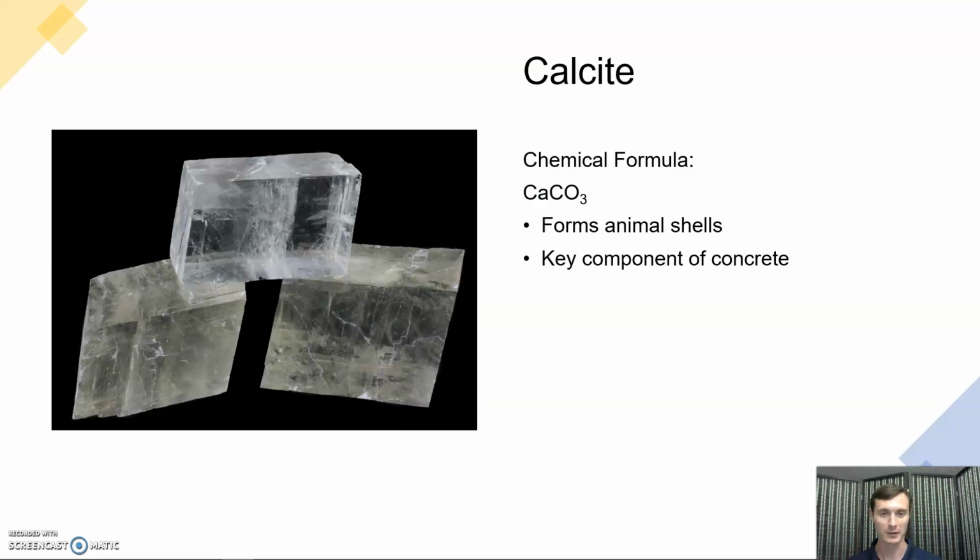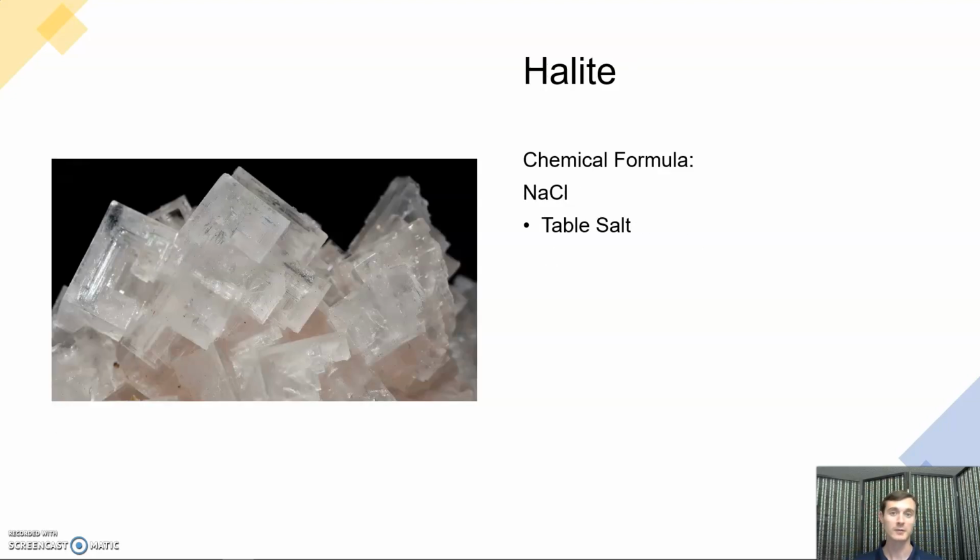Next we have calcite. You take calcium, carbon, oxygen, put them together, and this is what you get. This mineral is one of the key components for a lot of animal shells, especially marine animals and life in the ocean. It's also one of the primary components of concrete, used to make buildings. You take sodium, a metal, you take chloride, a non-metal, you put them together and you get halite, which is the mineral that makes up table salt.